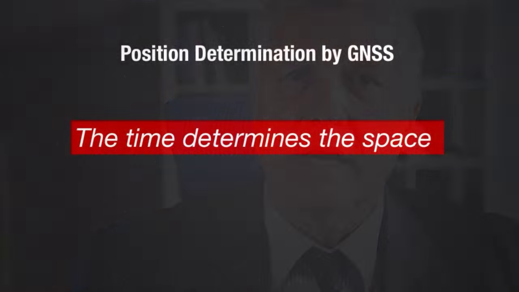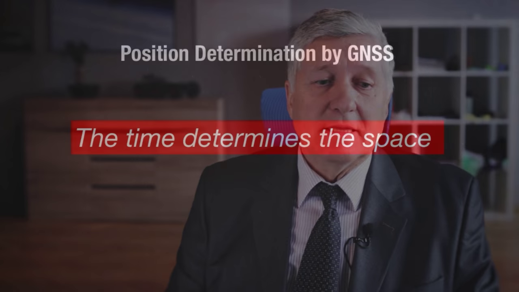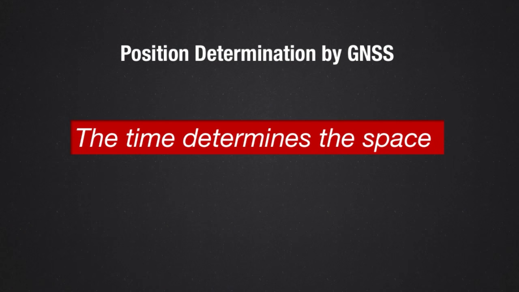Position determination by GNSS consists mainly of time measurement. We can claim that time determines the space not only in global navigation satellite systems, but in all radio navigation systems like VOR, very high frequency omnidirectional radio range, like DME, distance measuring equipment, used in aviation, and so on. I will repeat once again: the time determines the space.